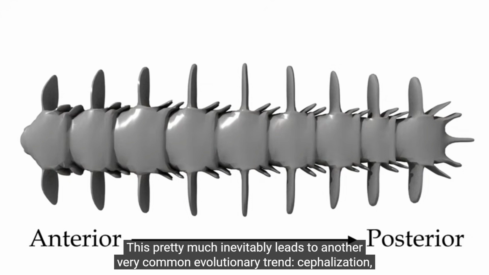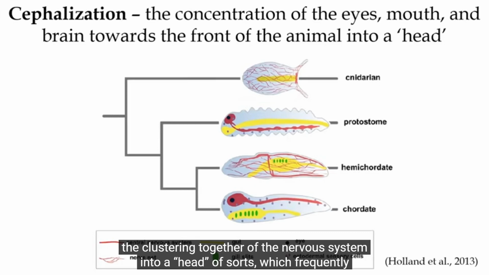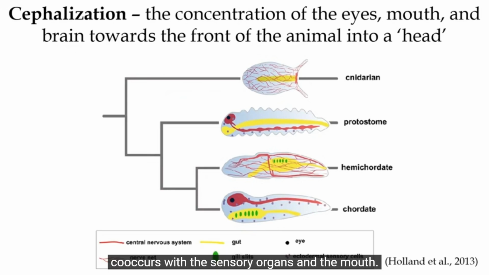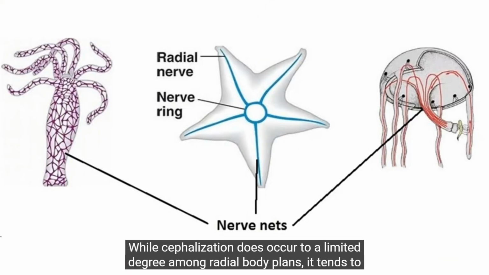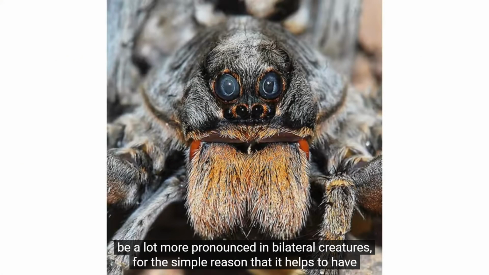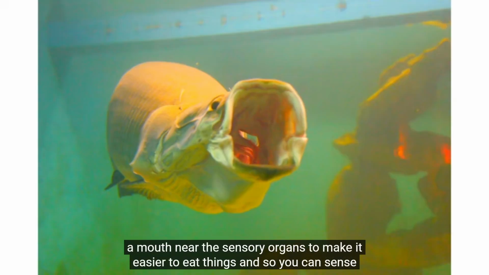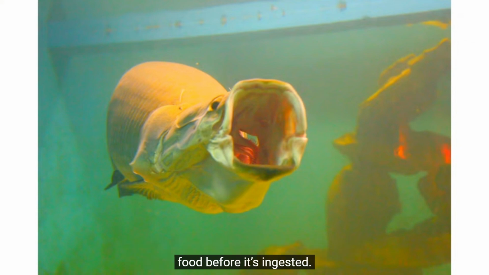This pretty much inevitably leads to another very common evolutionary trend, cephalization, the clustering together of the nervous system into a head of sorts, which frequently co-occurs with the sensory organs and the mouth. While cephalization does occur to a limited degree among radial body plans, it tends to be a lot more pronounced in bilateral creatures, for the simple reason that it helps to have the sensory organs arranged so that you can see what's in front of you, and to have a mouth near the sensory organs to make it easier to eat things, and so that you can sense the food before it's ingested.